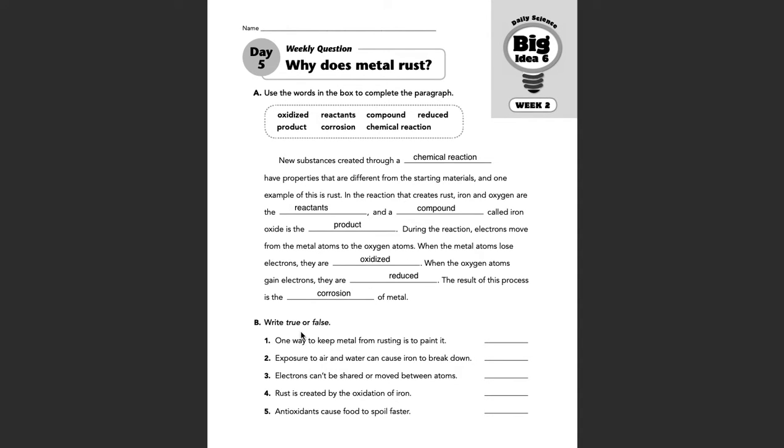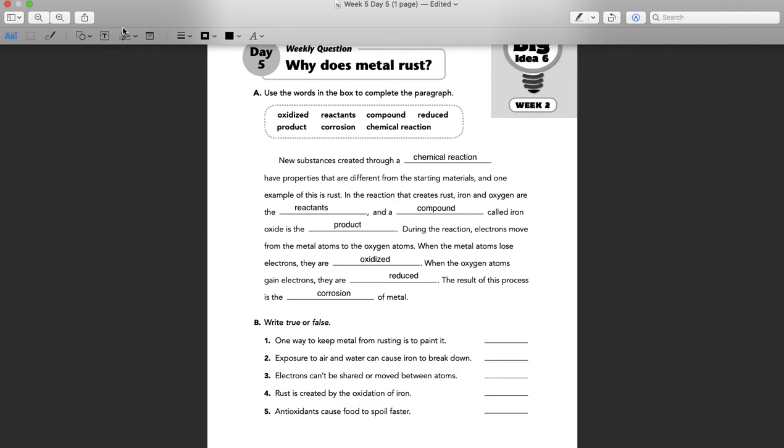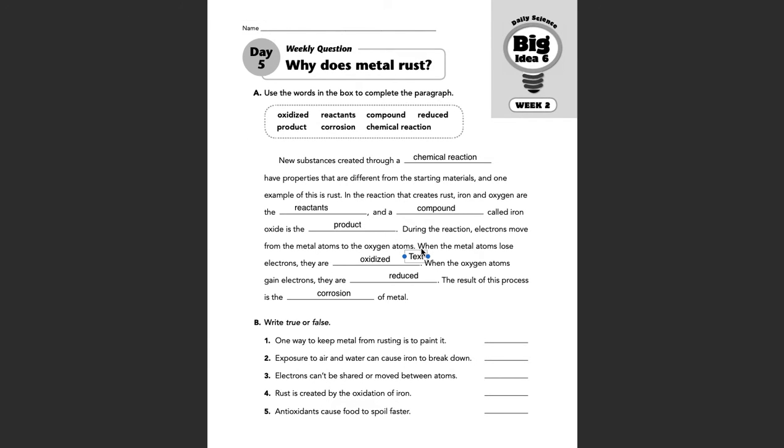Part B, we're just stating if the statement is true or false. One way to keep metal from rusting is to paint it. We know that that is true. Exposure to air and water can cause iron to break down. Well, that's when it becomes oxidized, so that is also true.